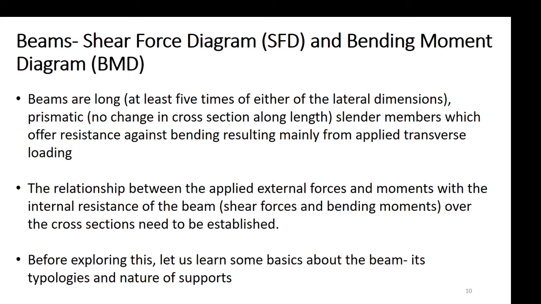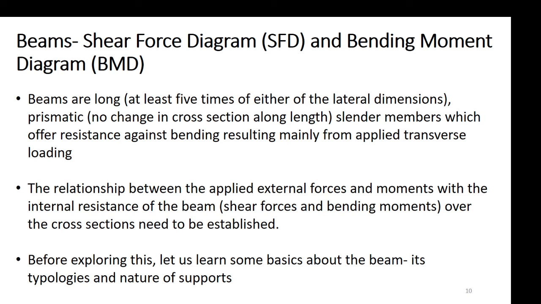Next. So beams, before we actually start discussing the bending moment and shear force diagrams, let us understand some basics about the beams. So we are still with the rigid bodies. Beams are long, at least 5 times either of the lateral dimensions. It is prismatic, usually no change in cross section along the length. It is a slender member, which offers resistance mainly against bending or shear. It is transversely loaded usually. That's how it is most efficiently serving.